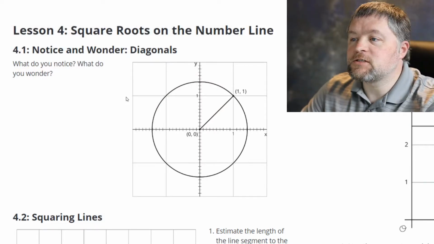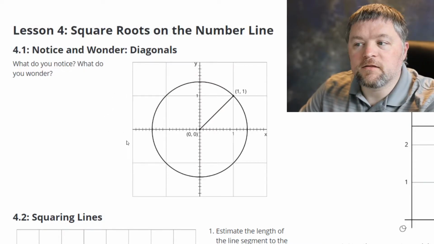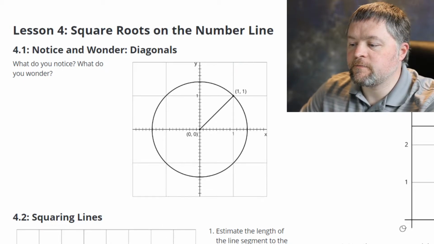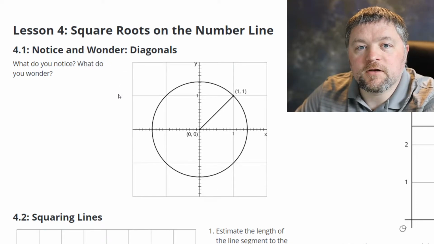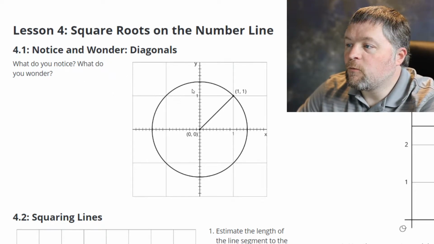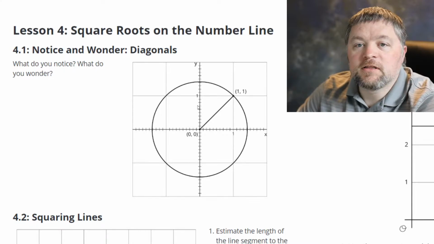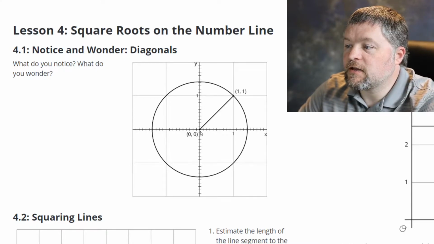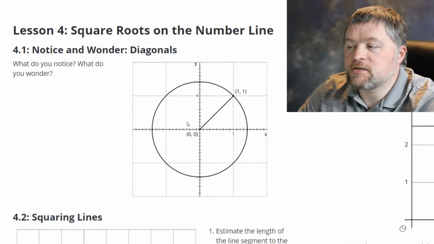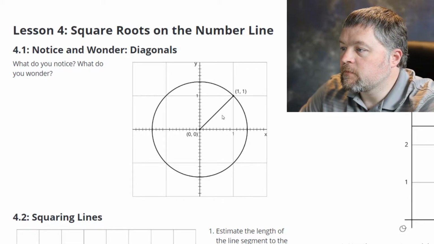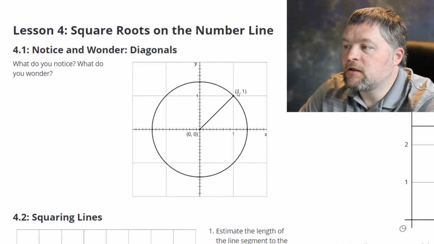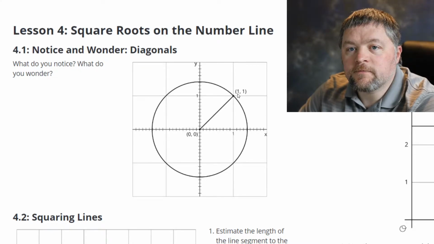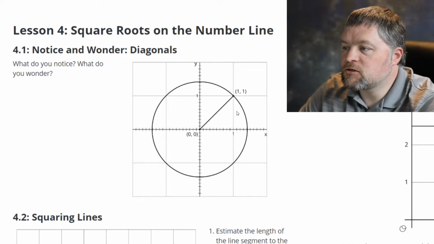So now we're going to start working more with square roots on a number line. Our warm-up question is a what do you notice, what do you wonder? We have a circle. The center of the circle is at the origin, 0, 0. We know one point on this circle is the point 1, 1. So what do we know about this circle?